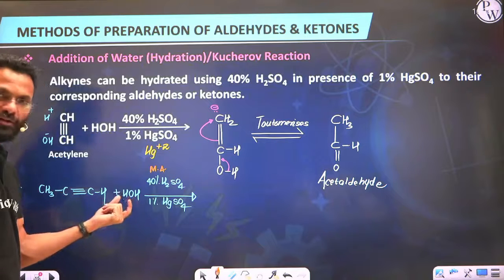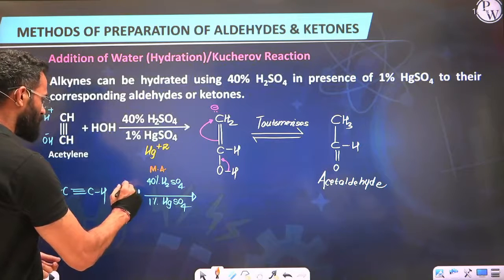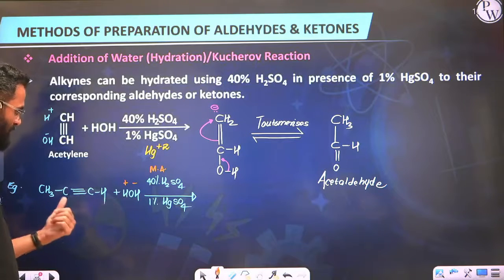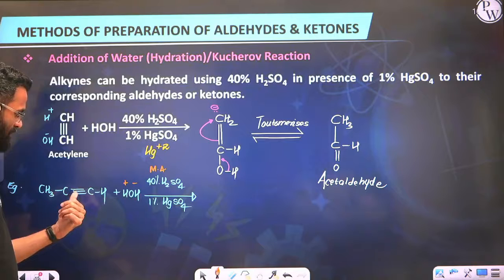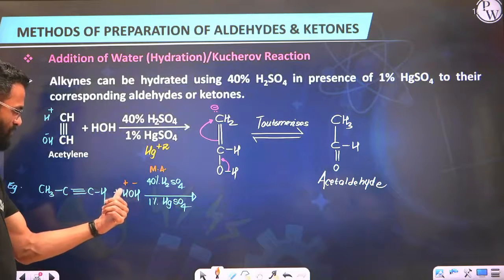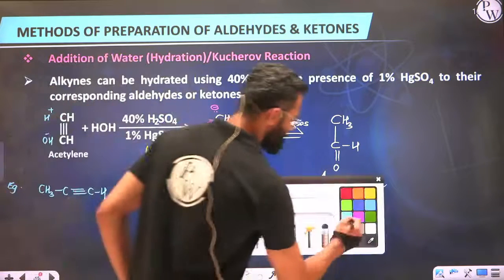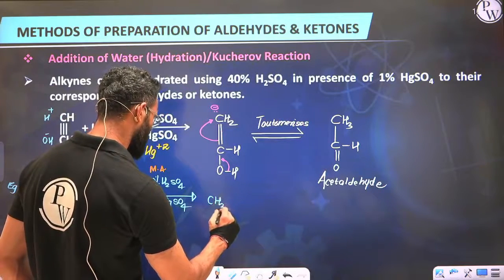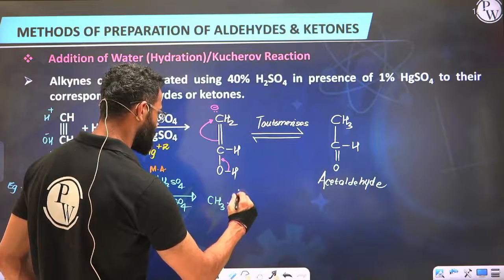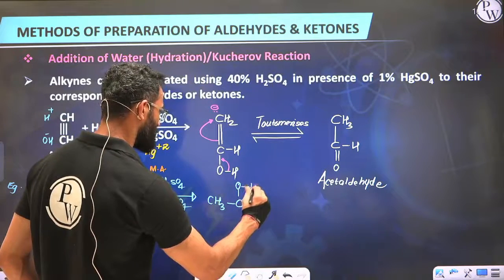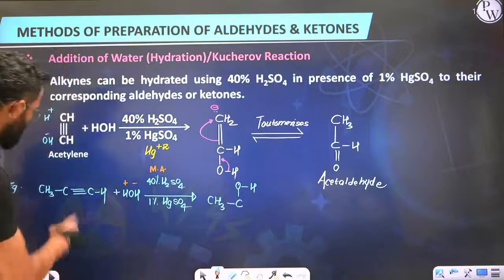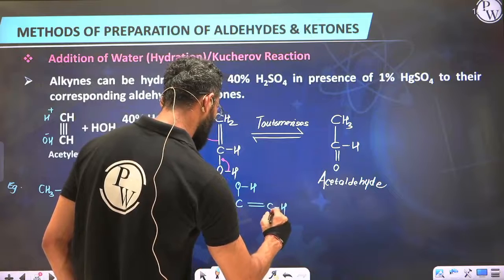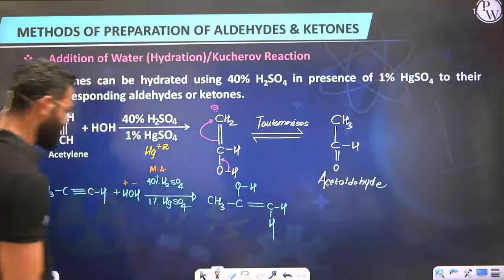Hence the negative part of the water, that is OH minus, should always be added to the substituted carbon of a triple bond. So OH will be added to the carbon carrying methyl, the triple bond will become a double bond, and this CH will be attached to H, which means the product obtained will be CH3, C carrying OH, the triple bond becomes a double bond, and this carbon will be carrying one more H from the water.